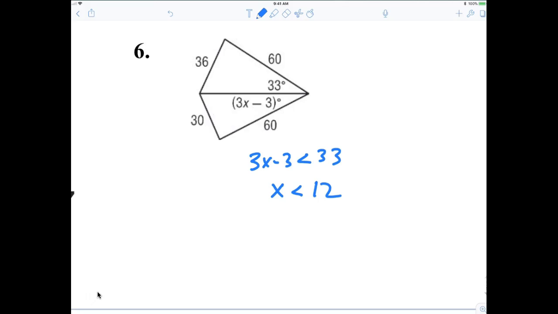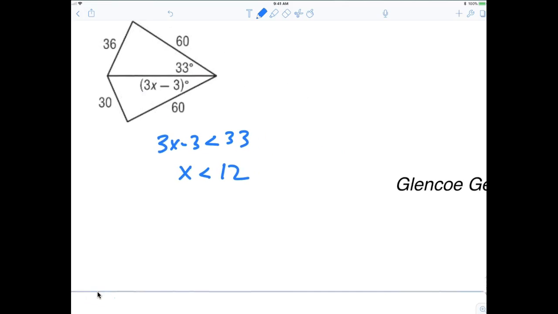So technically, x can't be less than 12 because I need x to be greater than also what? 0. Listen to what I'm saying. Everybody with me on this? No, that's what I'm saying. I should make myself more clear. Not x, but I need the angle to be greater than 0. So I would also want you to write down that 3x minus 3 has to be greater than 0. So in this case, x has to be greater than 1.